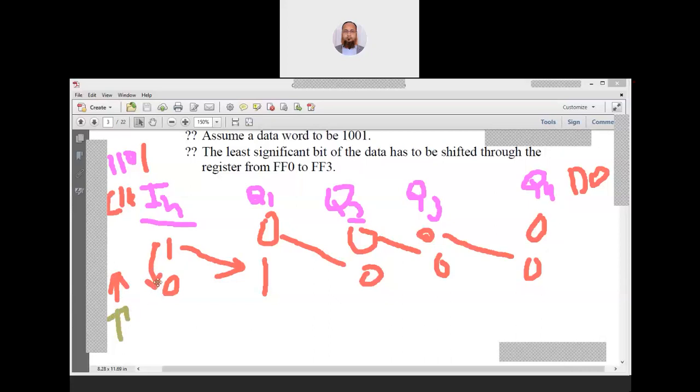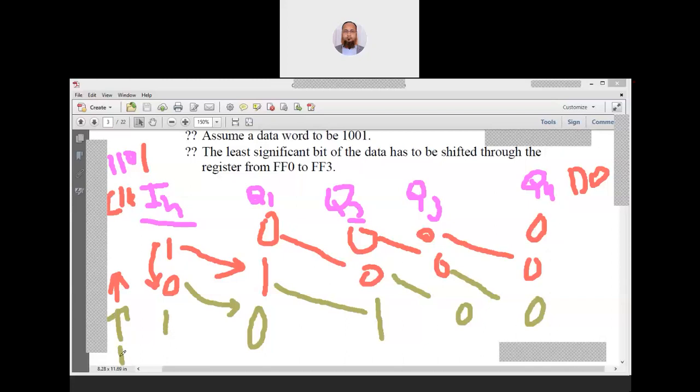Clock comes, this 0 will move here, this 1 will move here, this 0 will move here, and this 0 will move here. Okay. Similarly, this will continue. So what will be the next data? Next data input will be 1.